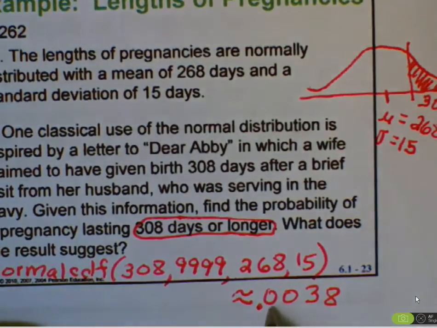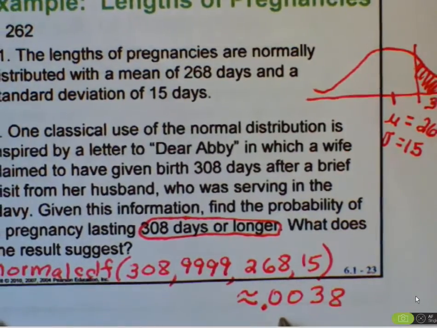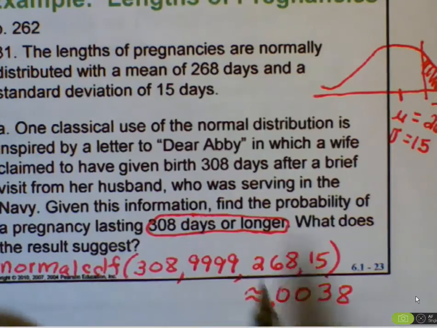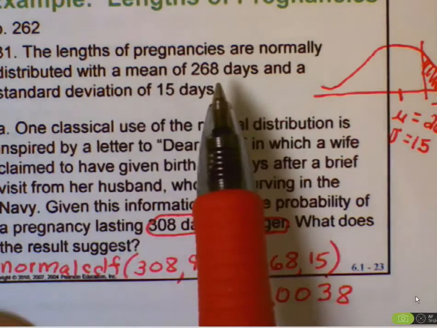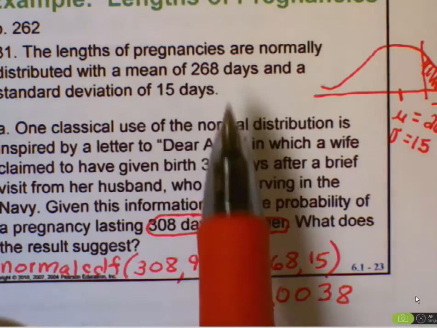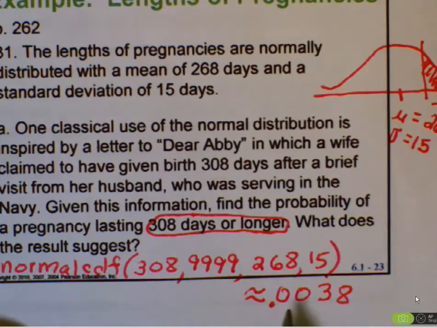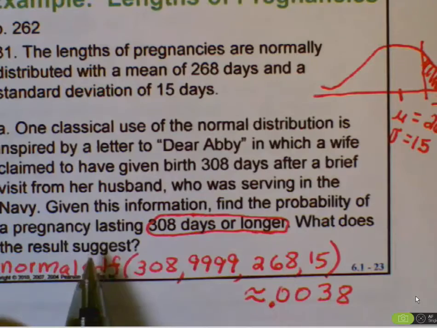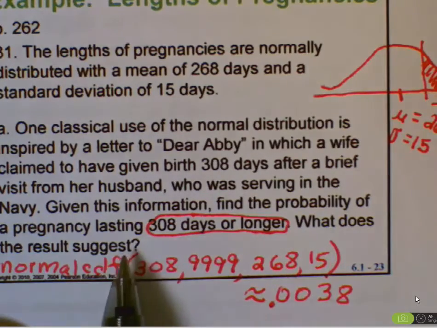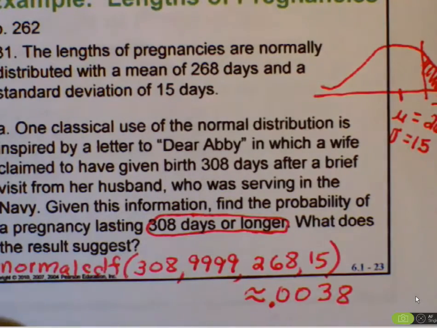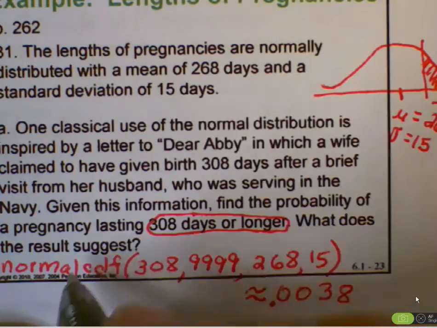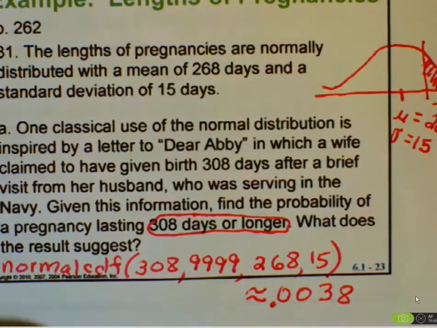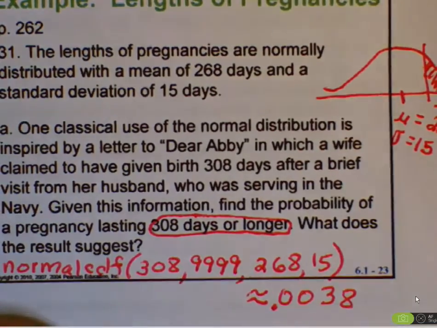In other words, this is less than 1%. There's less than a 1% chance that if the mean length of a pregnancy is 268 days, a woman would actually have a pregnancy lasting longer than 308 days. I will leave you to make your own conclusion about the next question. What do the results suggest?